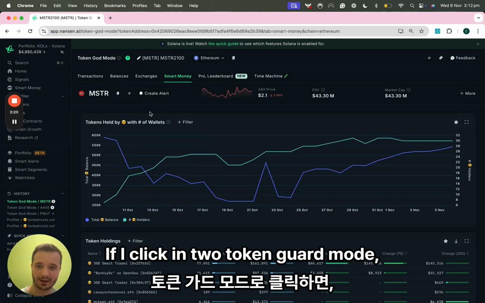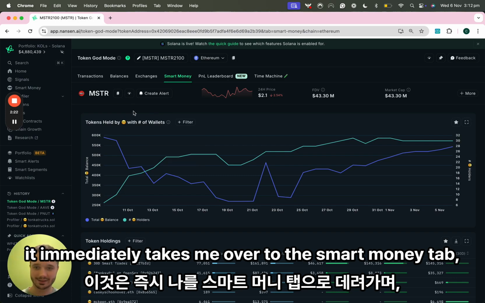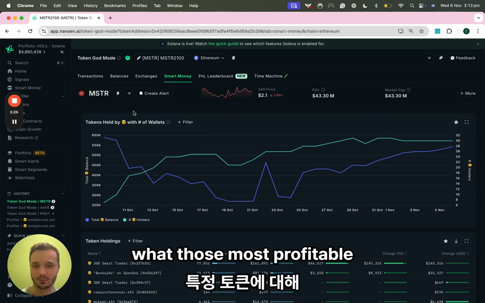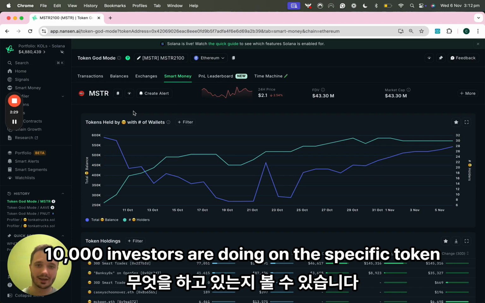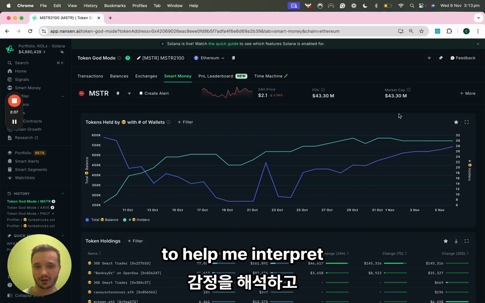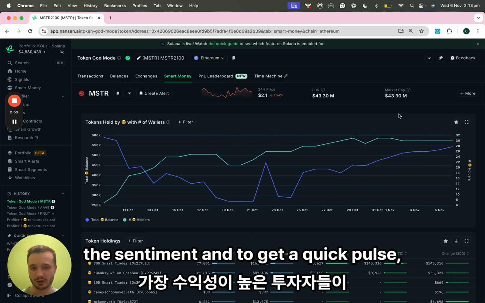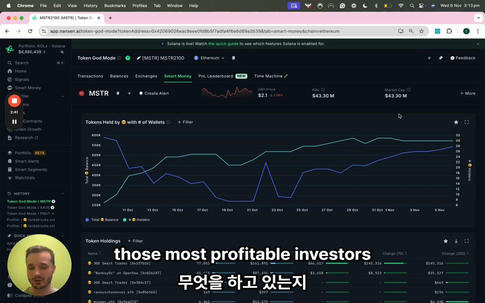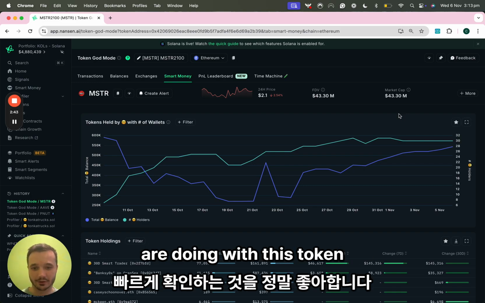If I click into token God mode, it immediately takes me over to the Smart Money tab, which is where I can see what those most profitable 10,000 investors are doing on this specific token. I really like to use this chart to help me interpret the sentiment and to get a quick pulse check of what those most profitable investors are doing with this token.